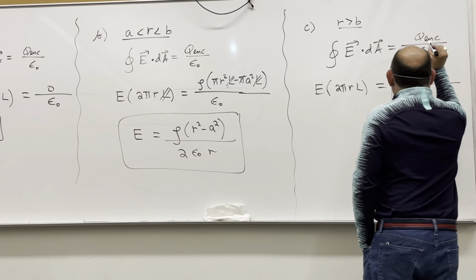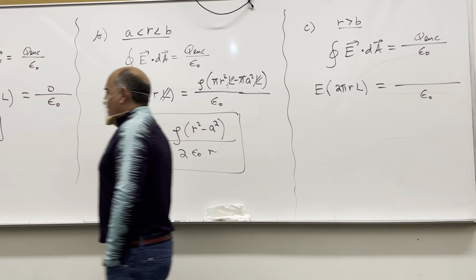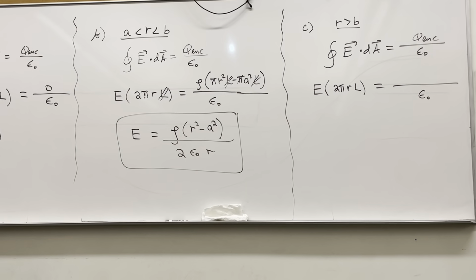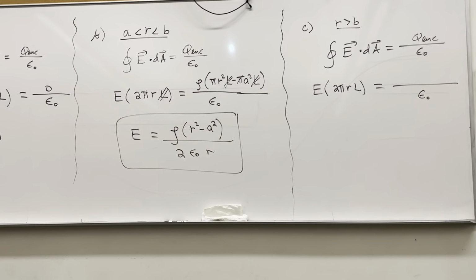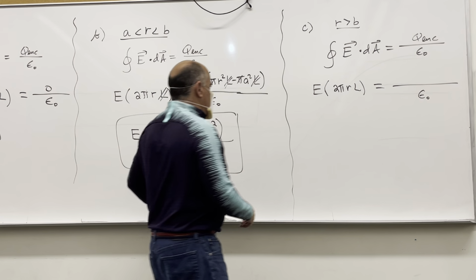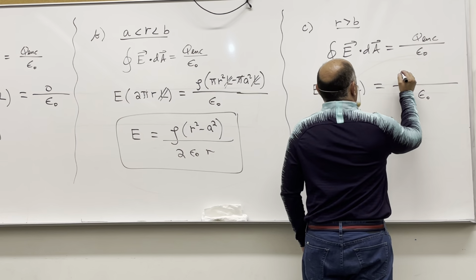And what is the charge enclosed? Well, how much charge is enclosed by this Gaussian surface? To help you out, let me shade that. So it's that and that, right? From radius a to radius b. So what is that charge? What should I write down? Pi b squared L minus pi a squared L.